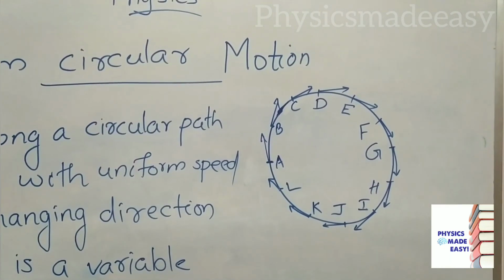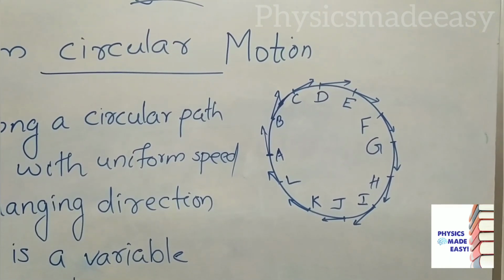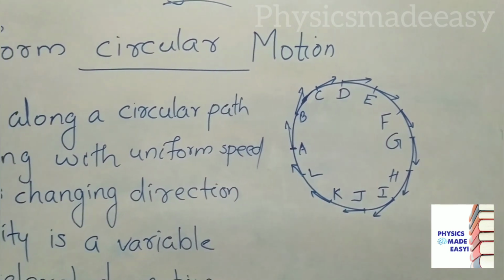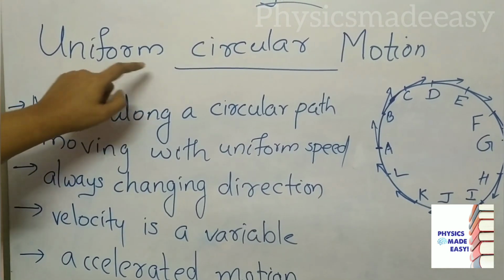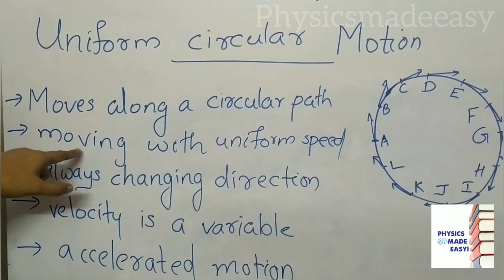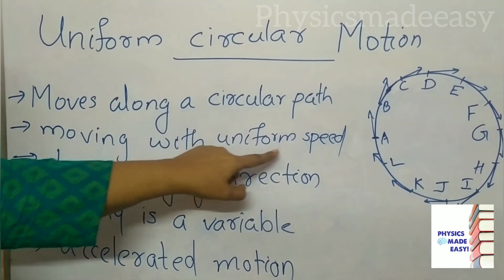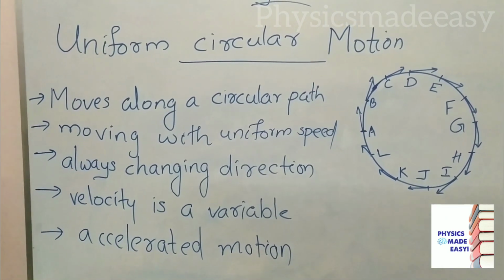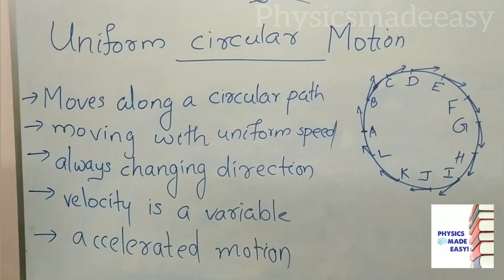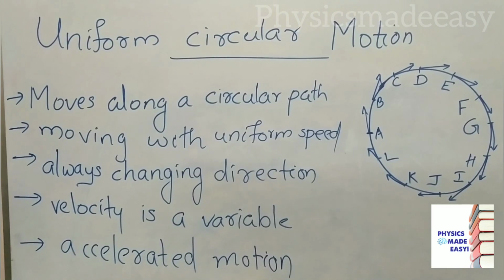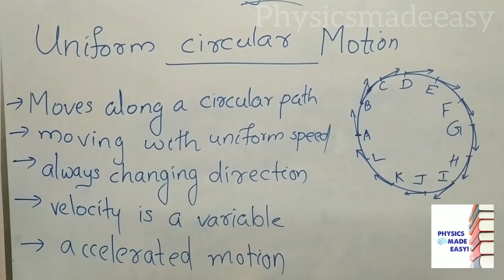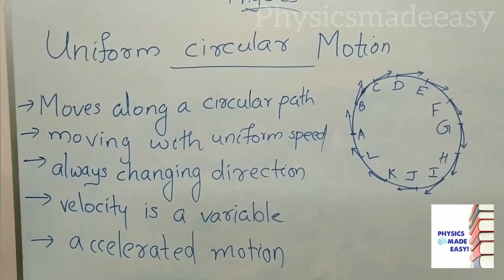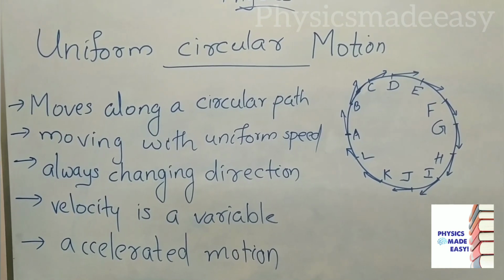So here the object is moving along a circular path, we can say that is circular motion. Why this word uniform here? We can say here the object is moving with uniform speed. So how to define uniform circular motion? If an object is moving along a circular path with uniform speed or constant speed, we can say that is uniform circular motion.